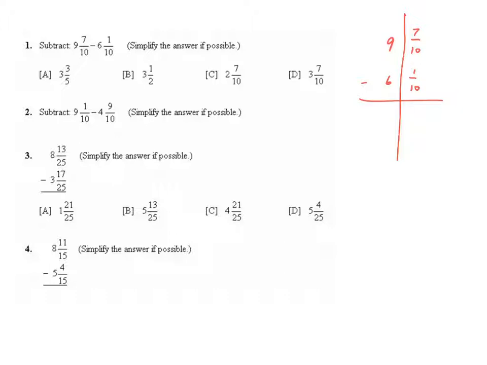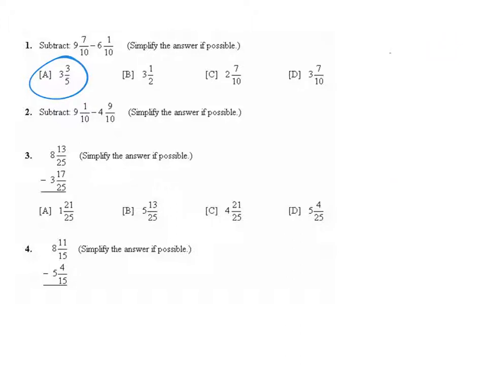Because I already have a common denominator, I can just subtract 7 minus 1, which gives me 6/10. That is not in simplest form, though. I can pull out a 2 over 2, which gives me 3/5. Then I can subtract 9 minus 6, which is 3 wholes. So my answer is 3 3/5.